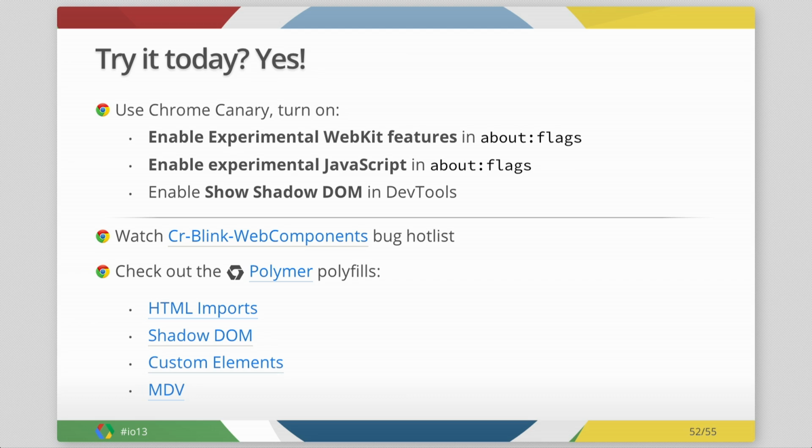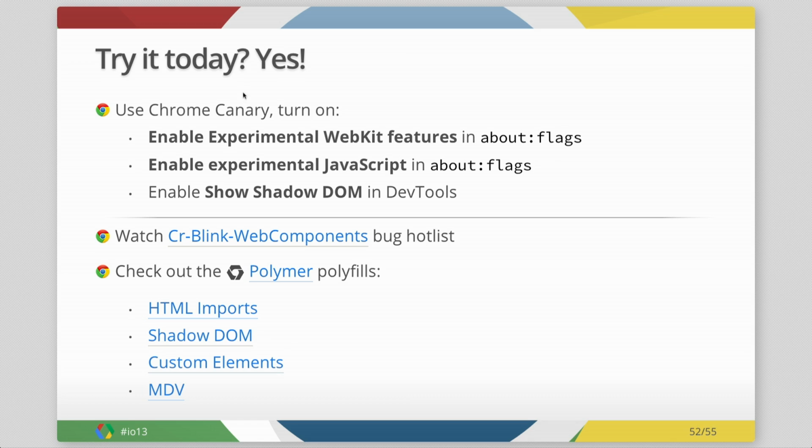So can you try this today? The answer is totally, you can try this today. Apart from that last demo, everything worked as expected. You can enable a couple feature flags in Chrome Canary. I definitely recommend Chrome Canary. It's got the experimental WebKit features flag that you can enable, experimental JavaScript features flag. If you're trying Shadow DOM, trying to understand that crazy complex thing, please enable show Shadow DOM in the DevTools.